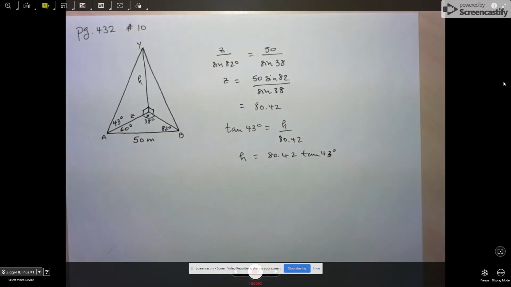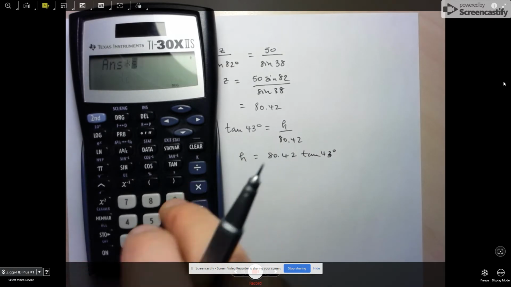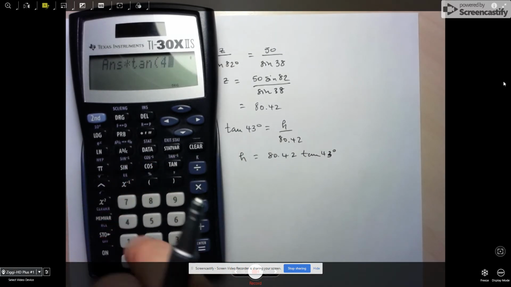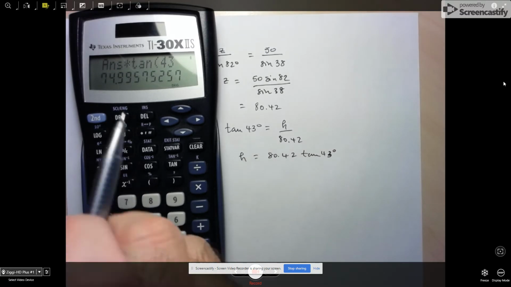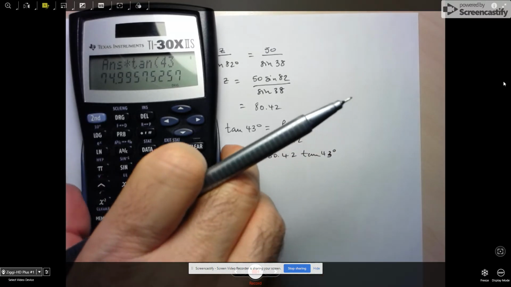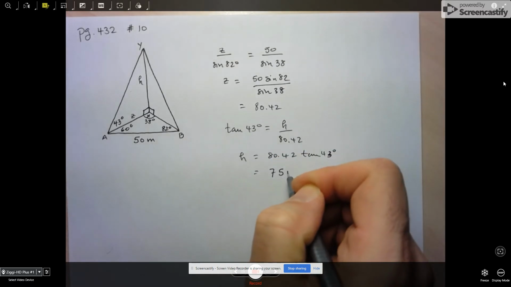Sorry, that's 43 degrees. And now, in fact, I already had that in my calculator. So just multiply that to tan 43. And we have, well, looks like it even rounds to 75 meters. So h is 75 meters.